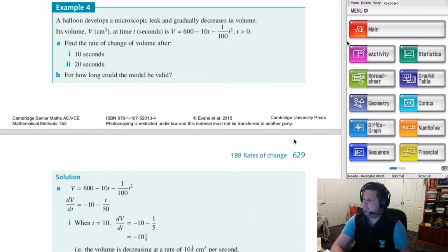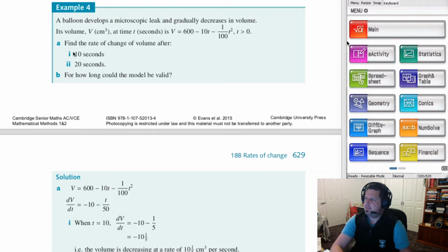Next example. Oh, cool, it's a balloon example. It says here, a balloon develops a microscopic leak and gradually decreases in volume. Its volume, which is represented with V, at time t, and that's in seconds, is this equation here. Obviously, time is going to be greater than 0. We're not going to negative time.